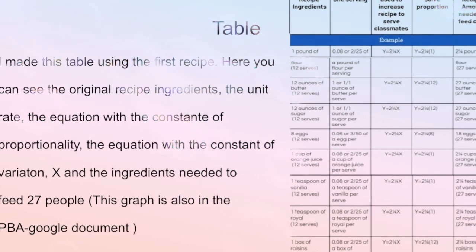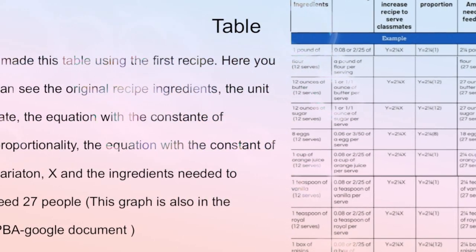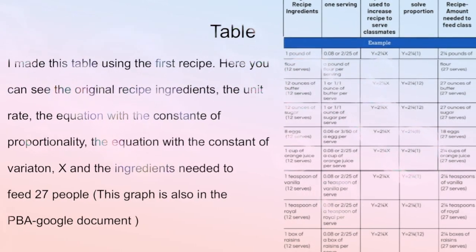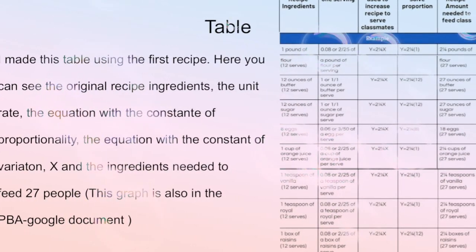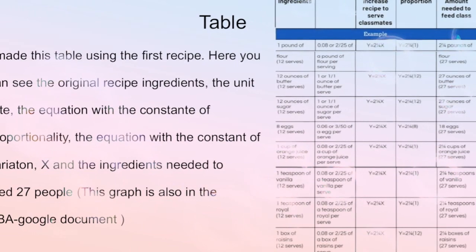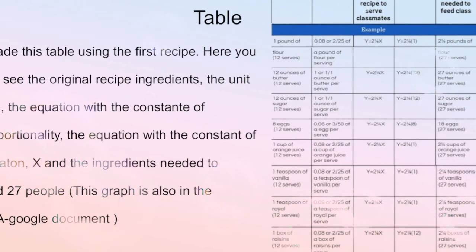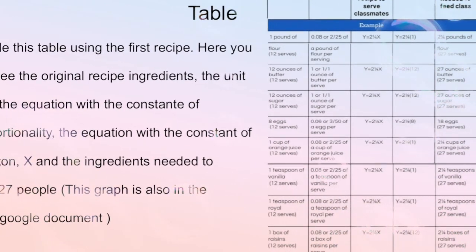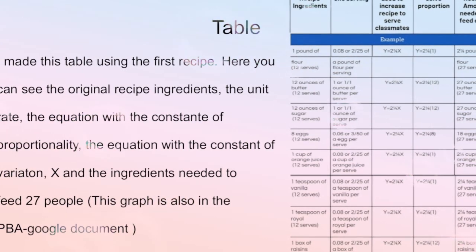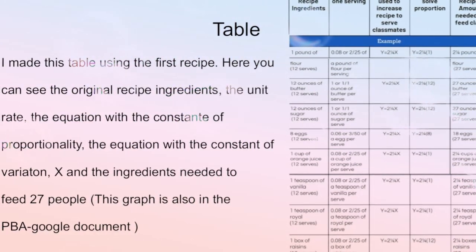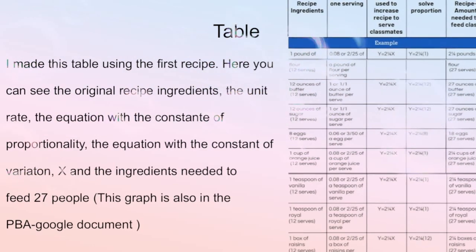Scaled recipe amount needed to feed the class. 2 1/4 pounds of flour for 27 serves. 27 ounces of butter for 27 serves. 27 ounces of sugar for 27 serves. 18 eggs for 27 serves.